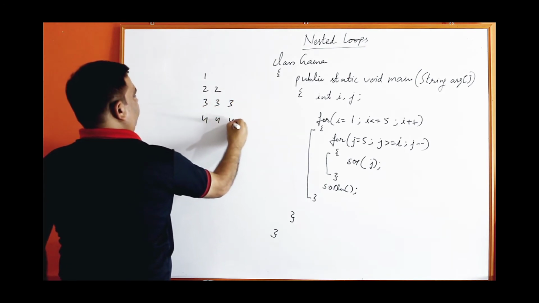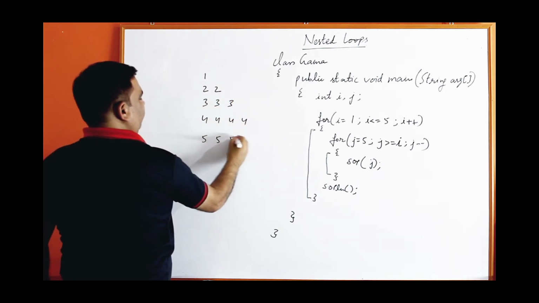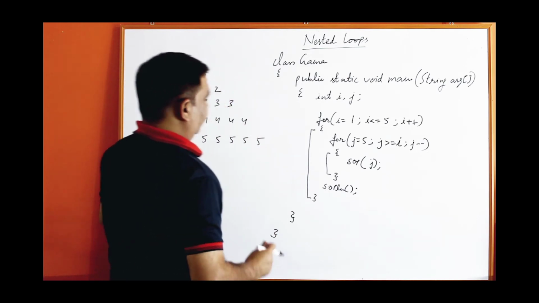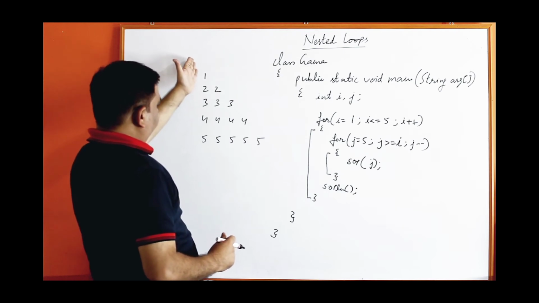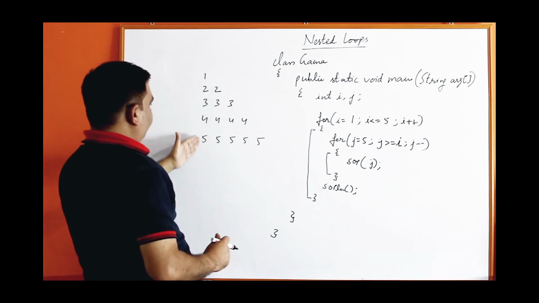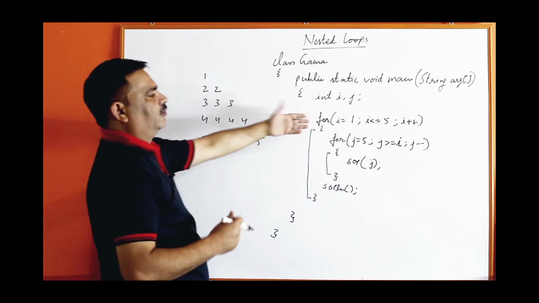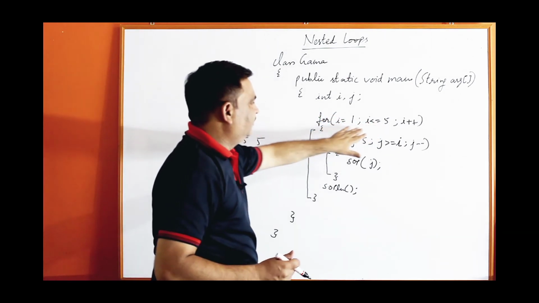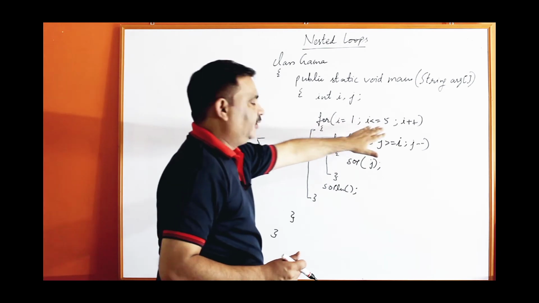One more program of the same type: if you have to print like this, 1, 2, 2, 3, 3, 3, 4, 4, 4, 4, 5, 5, 5, 5, 5, how will you get it? See here, what is changing is 1, 2, 3, 4, 5, so make the outer loop i from 1 to 5. It is a positive loop, starting from lower to higher, 1 to 5.